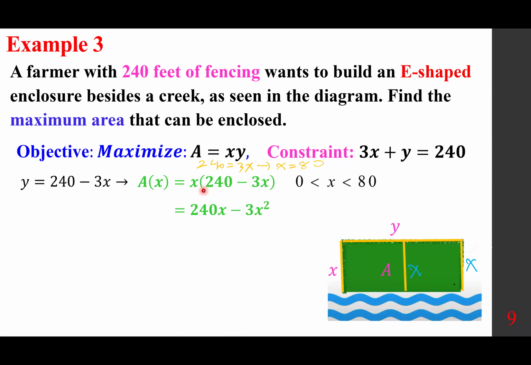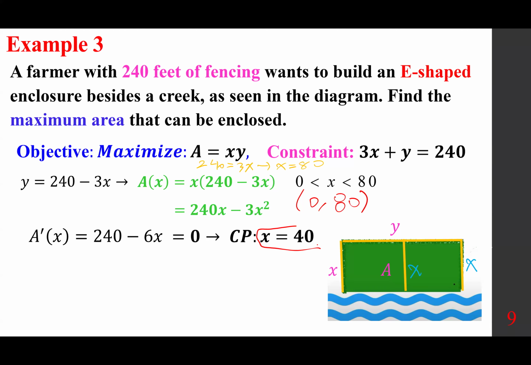I get A of x equals 240x minus 3x squared. I want to find the critical points, so I'm going to differentiate. 240 minus 6x. When I set this equal to 0, x becomes 40. And so I have an open interval with only one critical point. That means local becomes absolute.